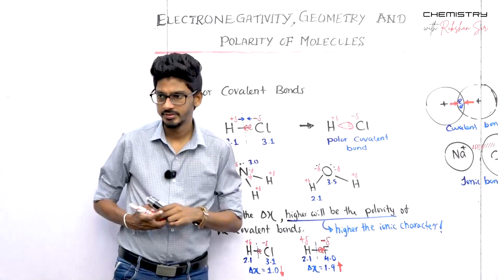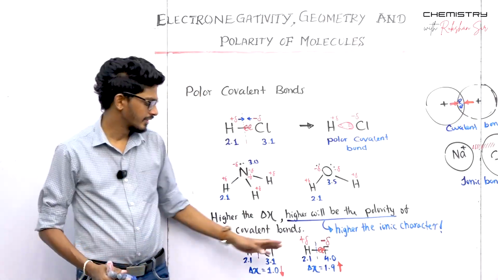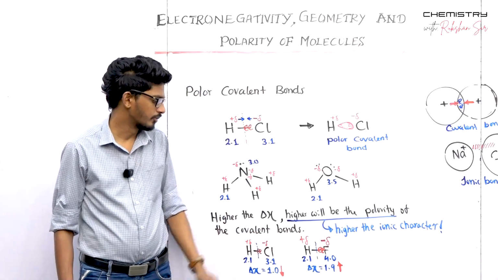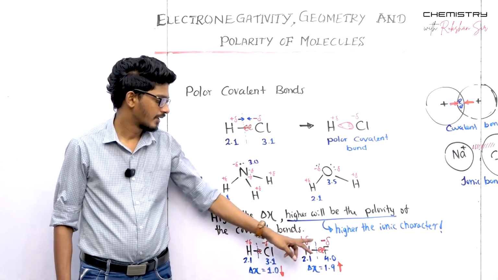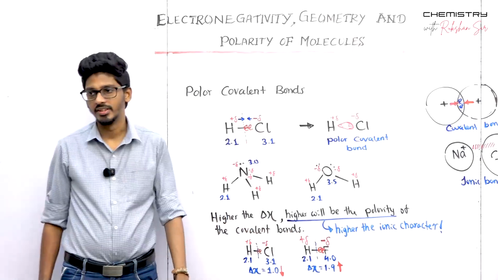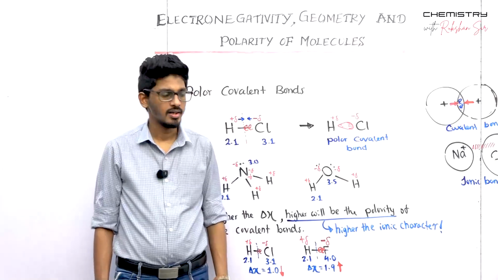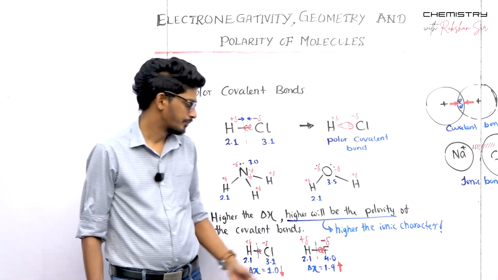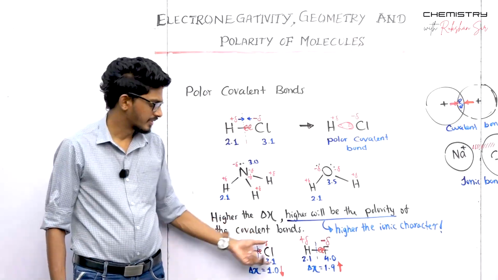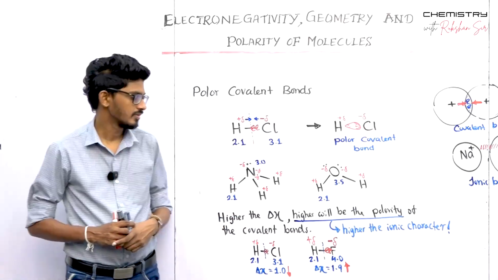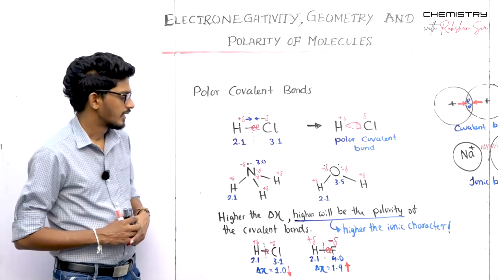That is the idea, right? The greater the electronegativity difference between the two atoms which participate in the covalent bond, the greater will be the polarity which will be created. So the greater will be the ionic character as well. So it is better to mention these two pictures as well at this phase.